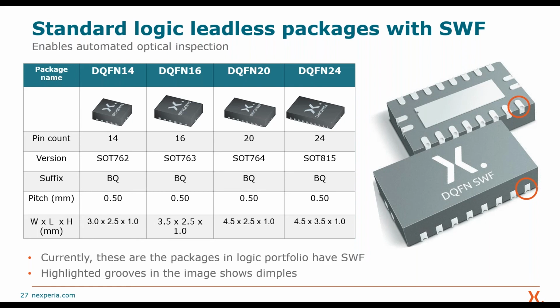DQFN packages are available in 14, 16, 20, and 24 pins. They are identified with the suffix BQ, and they have a pitch of 0.5 mm. And you can see the footprint of the DQFN package in different pin options. Next slide, please.